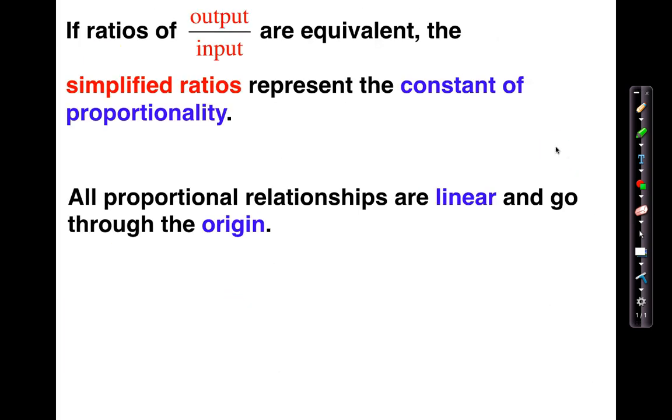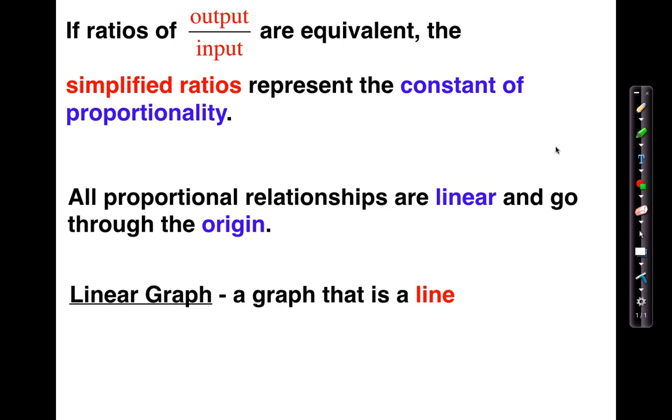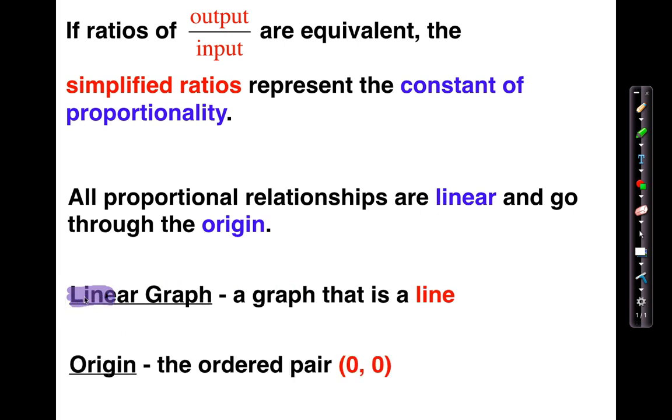All proportional relationships are linear and go through the origin. What does that mean? Well, if it's linear, it basically is a graph that is a line. In fact, if you look at the word linear, you'll even see the word line. Next, what is the origin? The origin is the ordered pair 0, 0. So what does that look like?